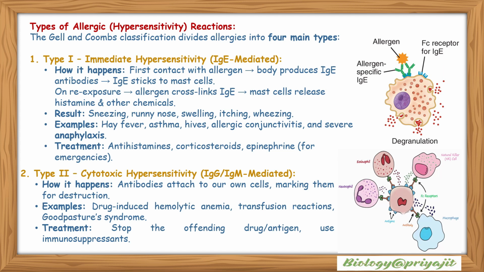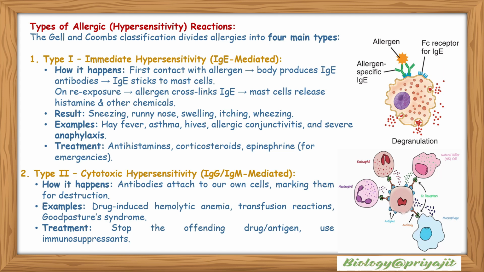On re-exposure, the allergen cross-links with IgE and mast cells release histamine and other chemicals. What is the result? Sneezing, runny nose, swelling, itching, wheezing, etc. Examples include hay fever, asthma, hives, allergic conjunctivitis, and severe anaphylaxis. Treatment procedures include antihistamines, corticosteroids, epinephrine for emergency periods, etc.